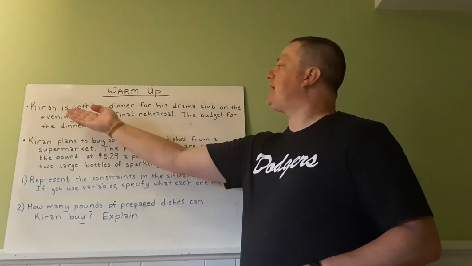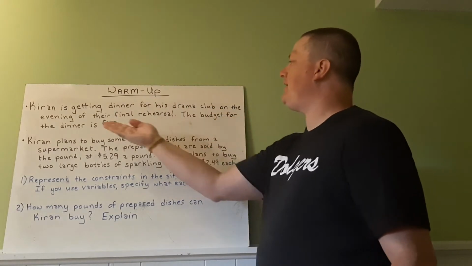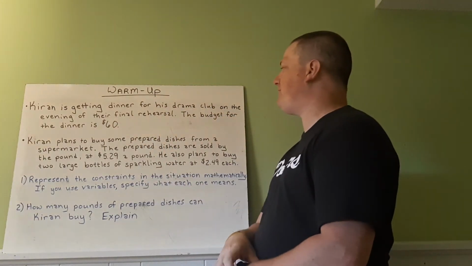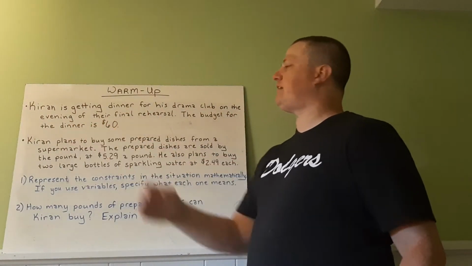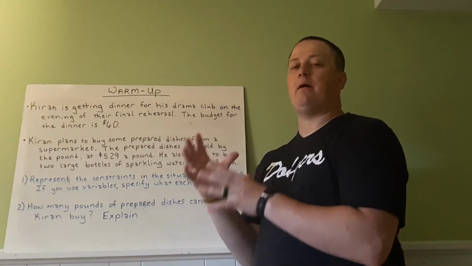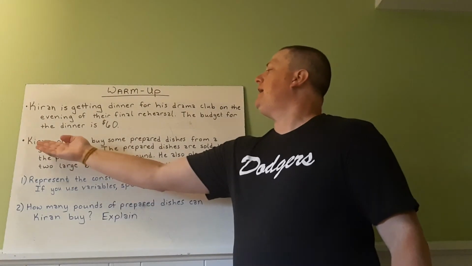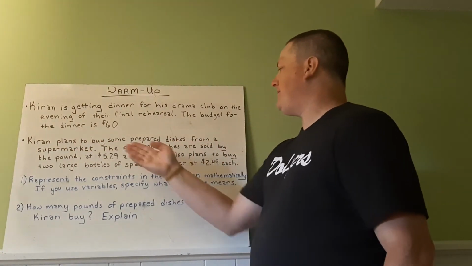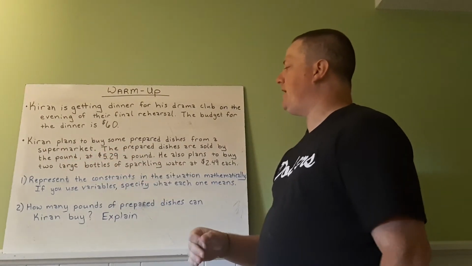So Kieran is getting dinner for his drama club on the evening of their final rehearsal. So not a huge bit of information there. So this is important. The budget for the dinner is $60. So he has a maximum of $60 to spend. Kieran plans to buy some prepared dishes from a supermarket. The prepared dishes are sold by the pound at $5.29 a pound.